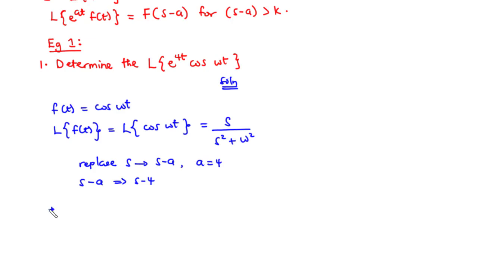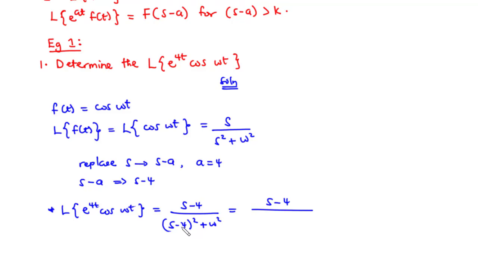Therefore, we say that the Laplace transform of e to the power 4t cos omega t is nothing but, instead of s, we have s minus 4 divided by s minus 4 all square plus omega square. And this is equal to s minus 4 divided by, now let's try to expand this. So we have s times s, which is s square.